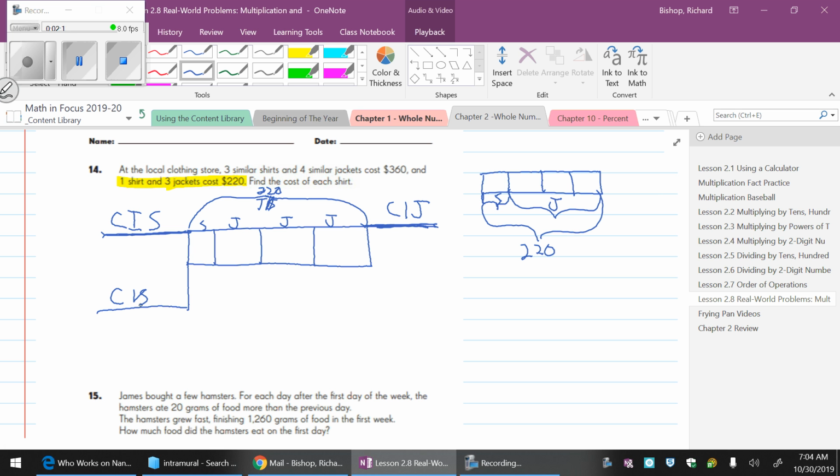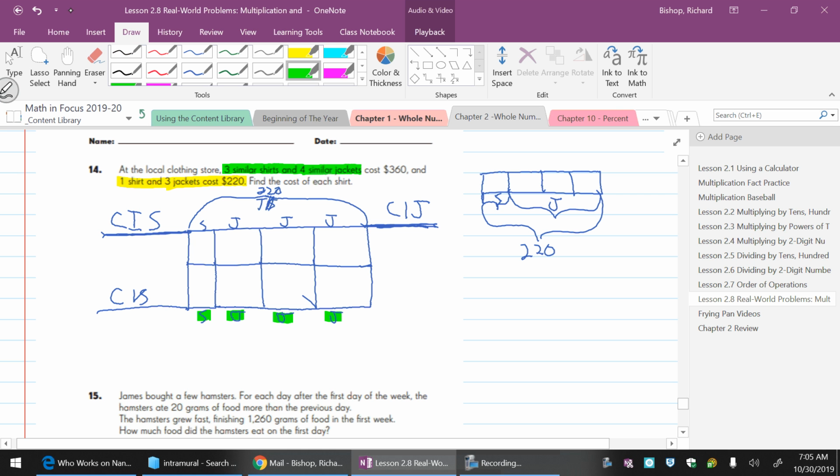Okay, so 3 similar shirts. Well, that's the same here. I also have 4 jackets. So I'm going to do all of this here. That's going to be the same. But down below, I have 3 shirts and 4 jackets. Right now I only show 1 shirt and 3 jackets. I'm going to extend that out.